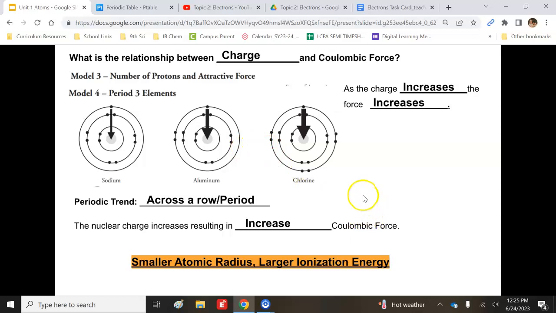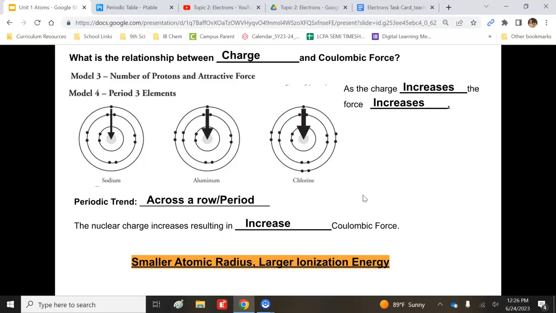But again, this relationship then, as I go across a row or period on the periodic table, I'm going to get a smaller atomic radius. I'm adding protons, so think about tug of war. If I had more people on one side, they're going to pull harder in on those electrons, and it's going to cause the radius to get smaller.